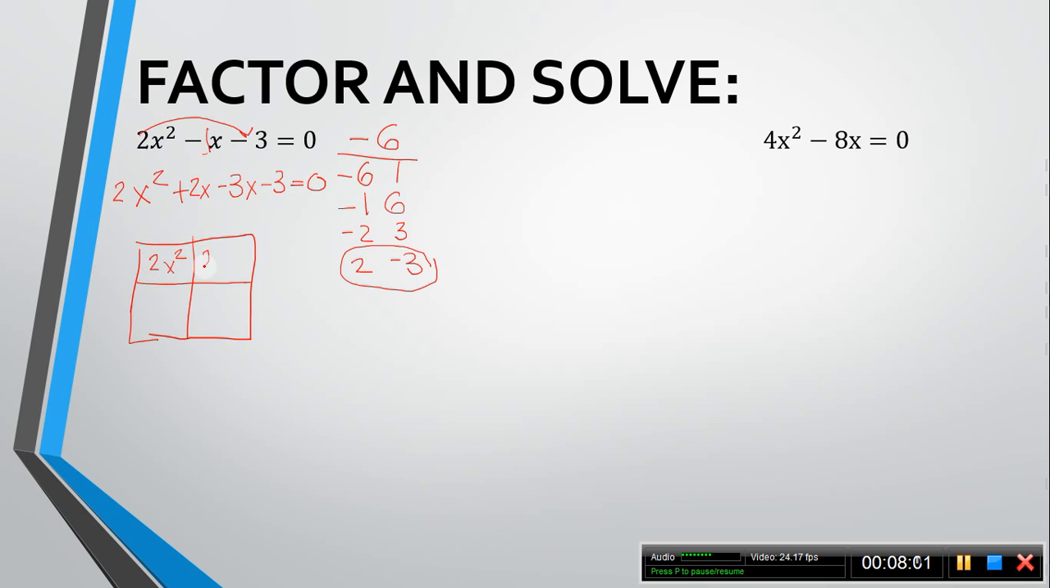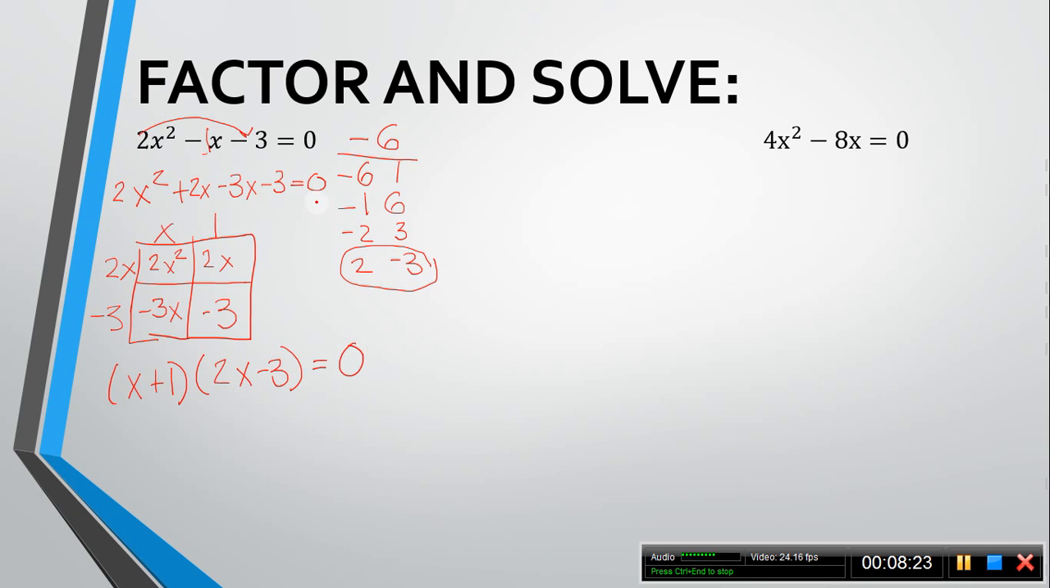2x squared, 2x, negative 3x, and minus 3. Looks like I have a 2x going this way, x going down. So I'm going to get negative 3 here, and a 1 here. So I have my two factors. X plus 1, 2x minus 3.